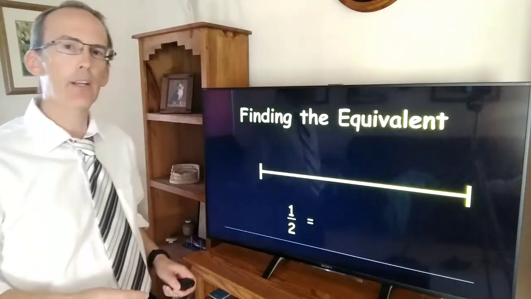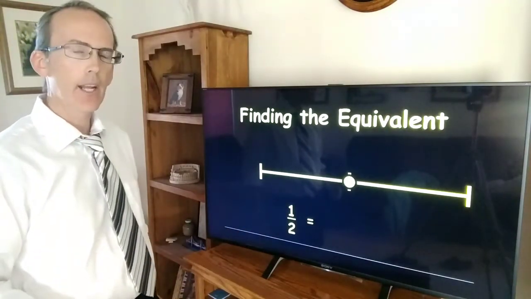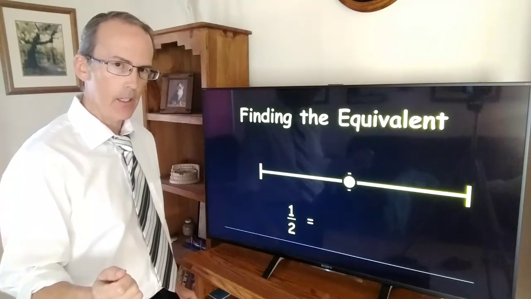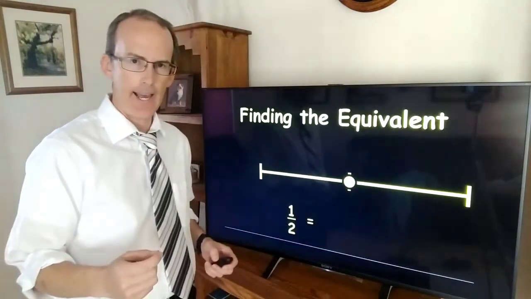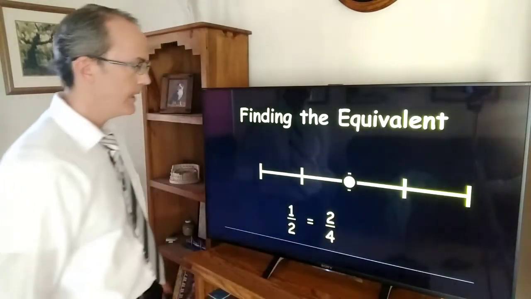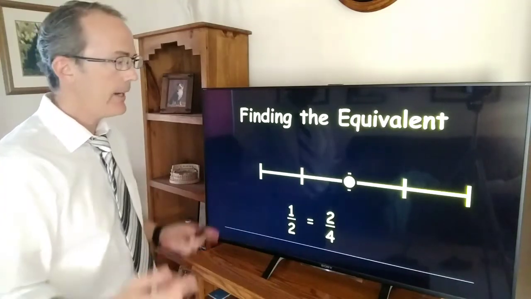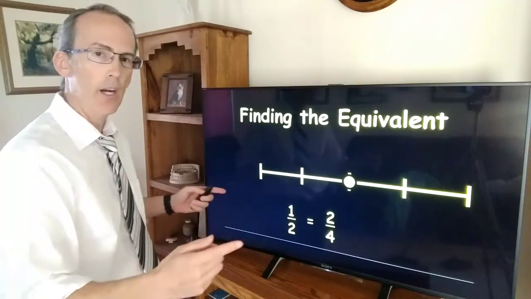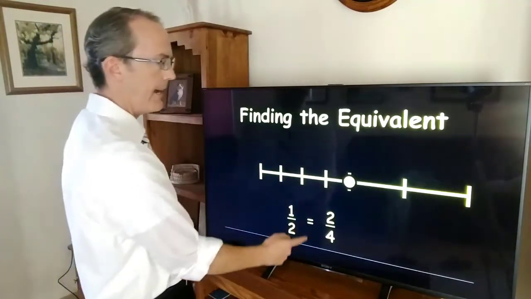So first of all, let's find 1/2 on the line. Okay, so there it is. Now to find an equivalent on the line, we're going to divide each piece in half. That gives us 2 out of 4. Now I could do this continually on and on. Again, I can just cut each piece in half.